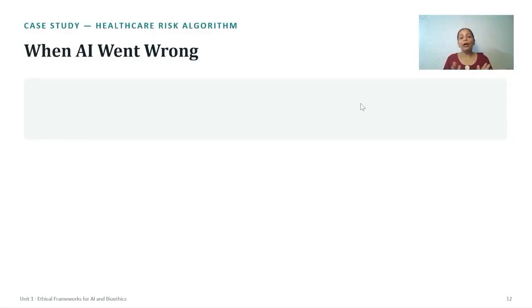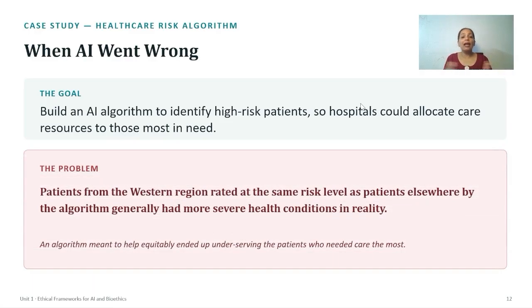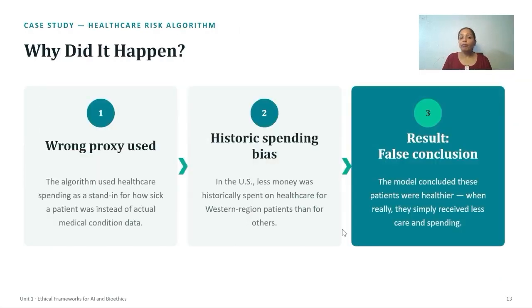Let's apply these four bioethics principles to a real case study where something went wrong. A company built an AI algorithm to help hospitals identify high-risk patients so doctors could allocate care resources effectively. Sounds great, right? But here is a problem. Patients from the western region of the US who were rated at the same risk level as patients elsewhere actually had more severe health conditions. And think, why did this happen?